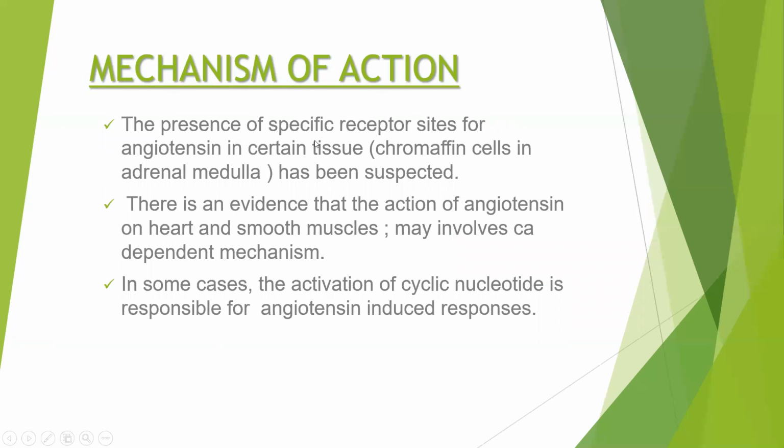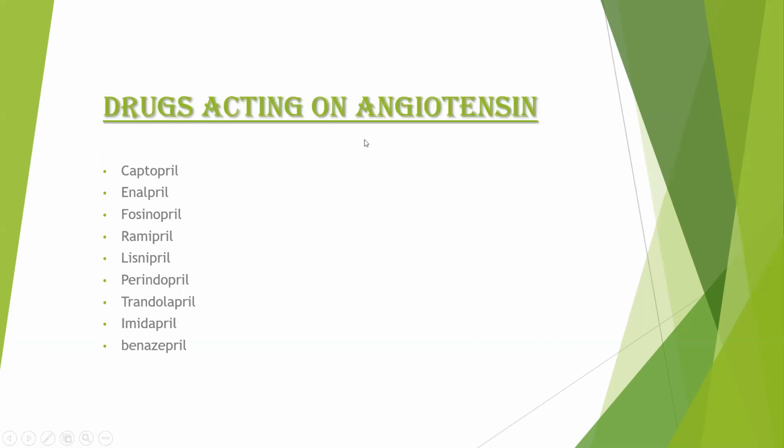Then next, mechanism of action. The presence of specific receptor sites for angiotensin in certain tissues, that is chromaffin cells in the adrenal medulla, has been suspected. There is evidence that the action of angiotensin on heart and smooth muscles may involve a calcium-dependent mechanism. In some cases, the activation of a cyclic nucleotide is responsible for angiotensin-induced responses. Next, drugs acting on angiotensin.